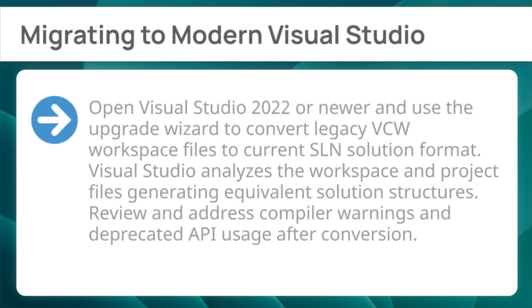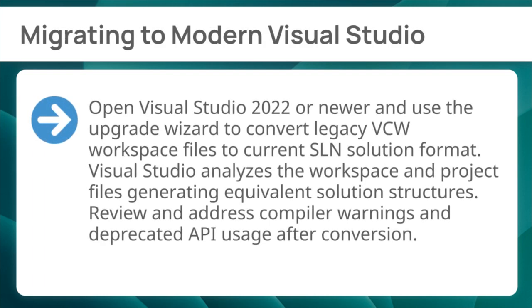Next, migrating to modern Visual Studio. Open Visual Studio 2022 or newer and use the Upgrade Wizard to convert legacy VCW Workspace files to current SLN solution format. Visual Studio analyzes the workspace and project files, generating equivalent solution structures. Review and address compiler warnings and deprecated API usage after conversion.